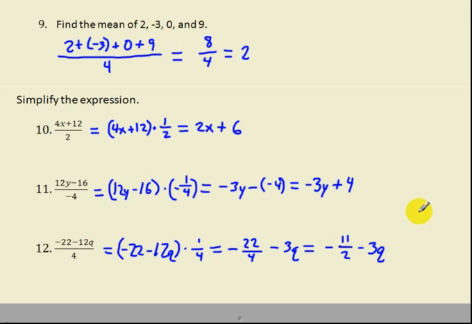Right, so good luck again with your division, and pay attention to those signs.